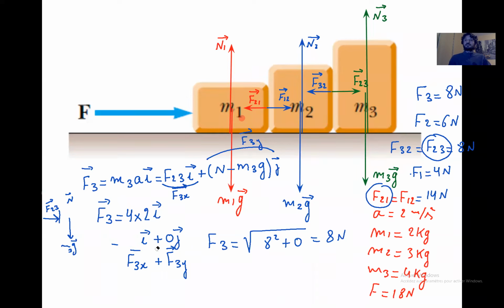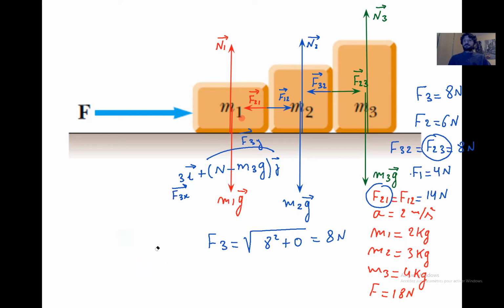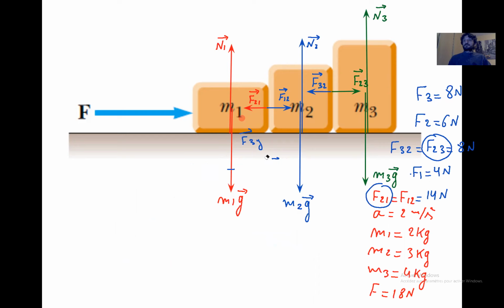Here we calculated in general. We calculated the total F applied on M1, F1 equals 4 Newton. We calculated the total force applied on M2, F2 equals 6, and the total force applied on M3 equals 8 Newton. You have to remember, when I ask you to calculate the total F, you have to calculate the magnitude of each F. You have to follow the same procedure.